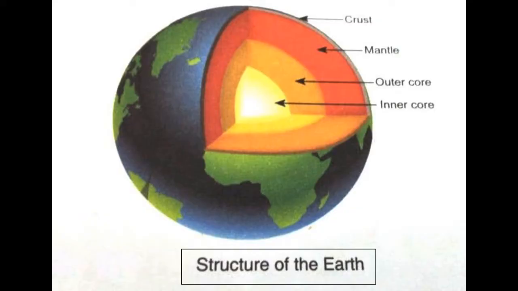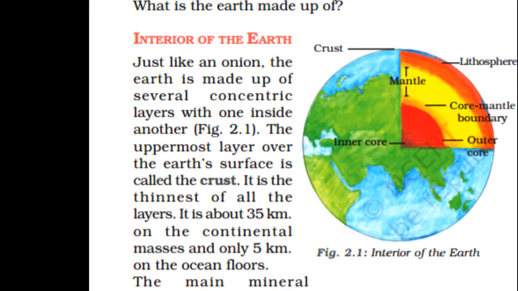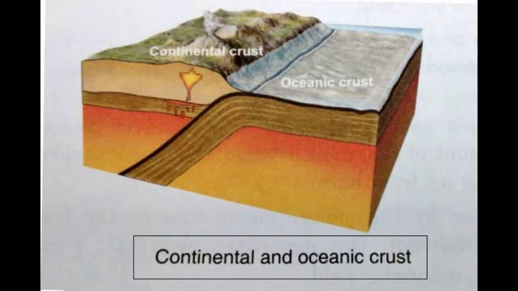There are three types of layers: crust, then mantle, and core. The uppermost layer over the earth's surface is called the crust. It is the thinnest of all the layers. It is about 35 kilometers thick. The crust can be divided into two parts: the continental crust or sial and the oceanic crust or sima.